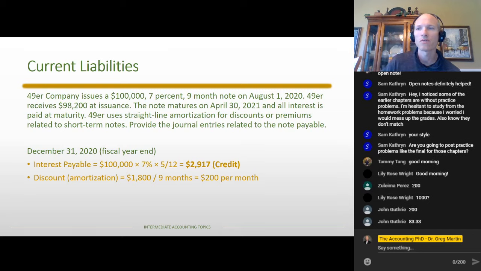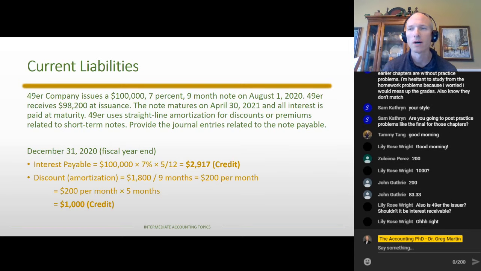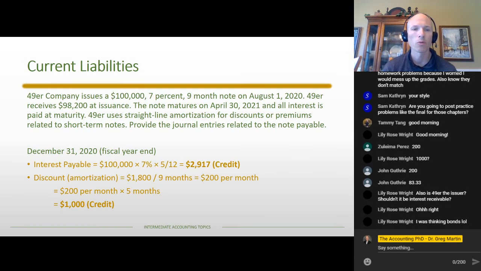And so if 49er is issuing the note, it means they're going to actually be paying the note. And so it's actually not interest receivable, it is interest payable. If they had purchased the note, then it would be receivable. But they're issuing the note, they're agreeing to make a payment. And so the $1,000 credit, again, the normal balance in the discount is a debit balance, and so as you amortize that balance, it's going to be a credit entry.